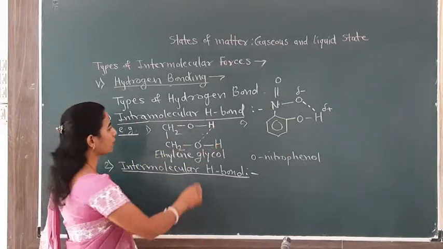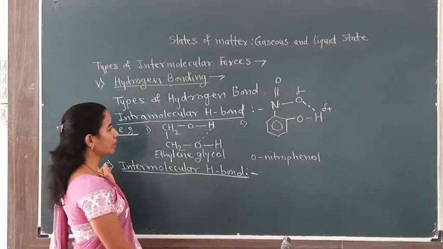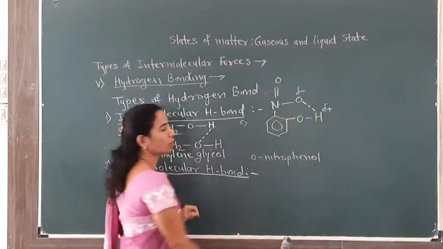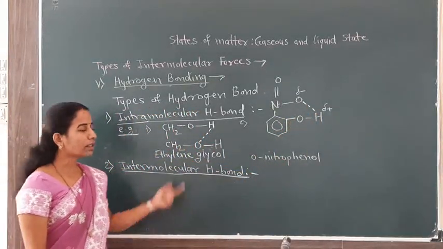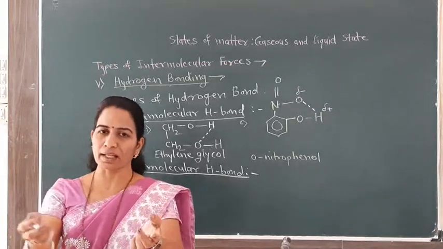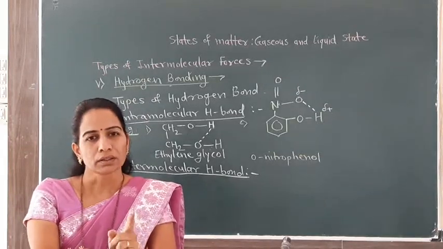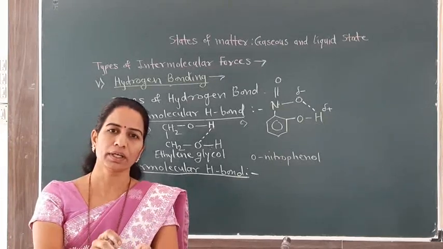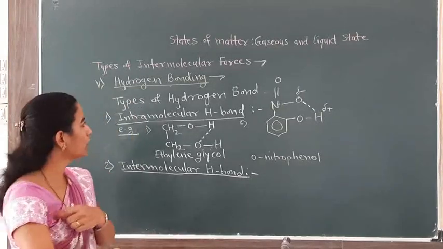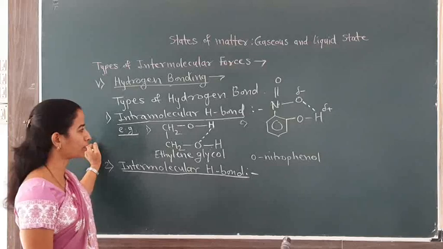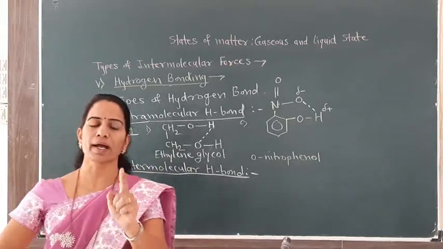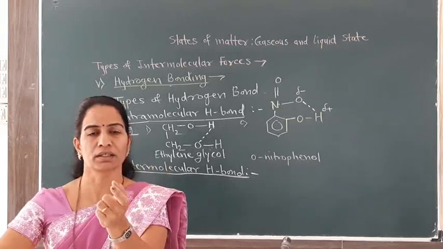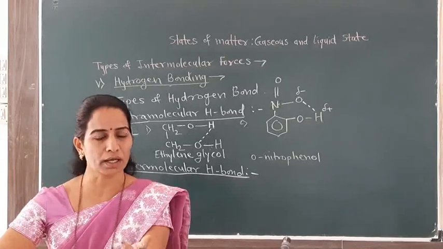hydrogen bonding. Now see, the hydrogen bond is always shown by a dotted line, such a line. Here also I have shown the dotted line. The strength of hydrogen bond, it may be either intramolecular or intermolecular, is always more than the dipole-dipole interaction. Though hydrogen bonding is a special kind of dipole-dipole interaction, remember well, the strength of that bond is more than the dipole-dipole interaction, but that bond is weaker than the covalent bond or the ionic bond.